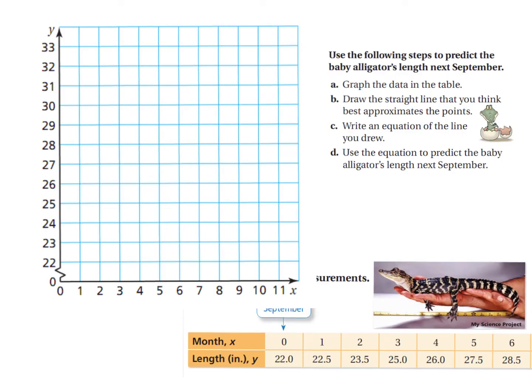So let's go ahead and start with letter A. We're going to graph the data in the table. We have the months down here on the bottom, and we'll have the lengths on the side. So at 0 months, he was 22 inches. At 1 month, it was 22 and a half. 2 months, it was 23 and a half. 3 months, it's 25. He jumped up to 25. At 4 months, he was 26. At 5 months, 27 and a half, so another big jump. And at 6 months, 28 and a half. So we got A done.